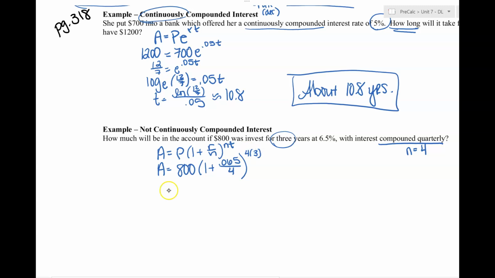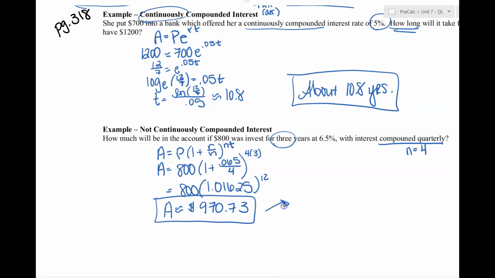All right, so that means we've got 800 times 1.01625 raised to the 12th power. Pardon me. On my calculator, I'm not rounding until the very end. So we're going to say that we have about $970.73. Do not round until the very end and round appropriately, which for us here is to the hundredths. Round appropriately when possible, and don't round until the very end. I can't say that enough, until the very end.